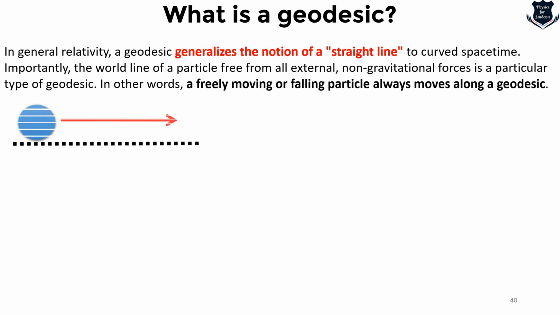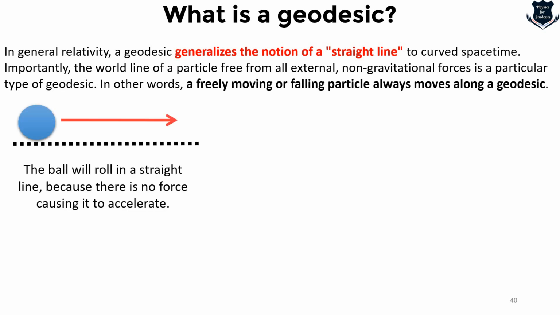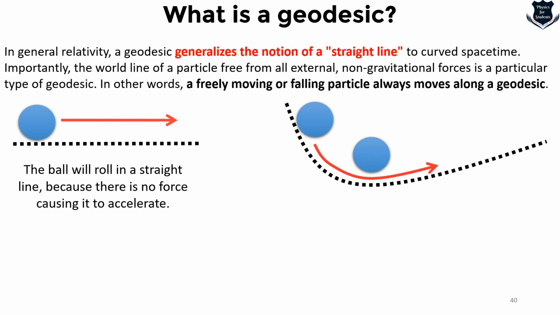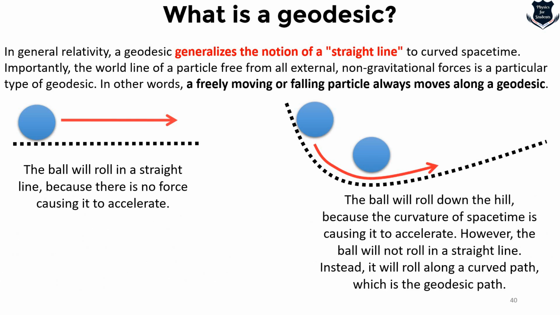Take a straight line. Here is a ball, and it would move in this path. That means the ball will roll in a straight line because there is no force. Take this kind of curved surface with this ball, and it will obviously move here. So the ball will roll down the hill because the curvature of space-time is there. And here you see in the next line, the ball will not roll in a straight line. Instead, it will roll in a curved path because it is considered to be the geodesic path. For the ball, it is a straight line.